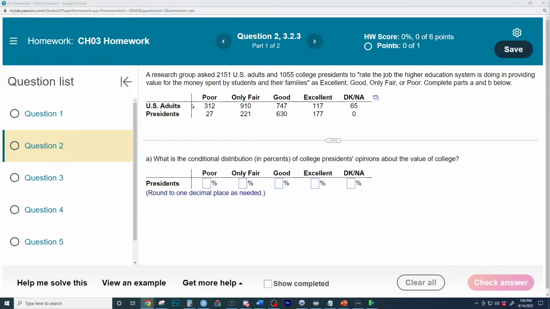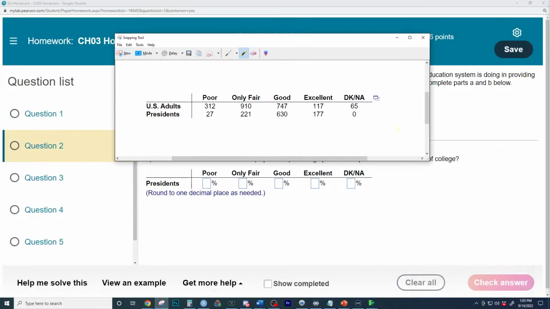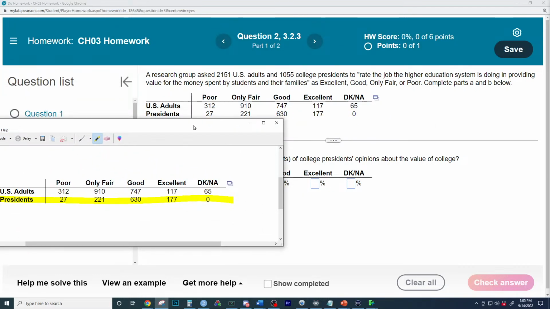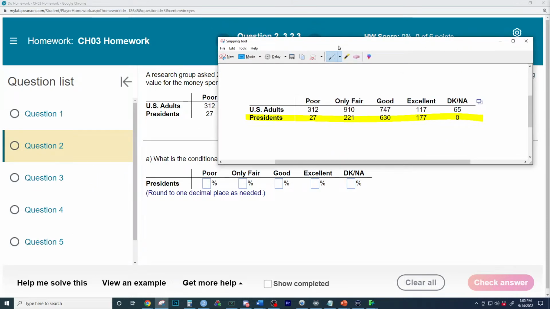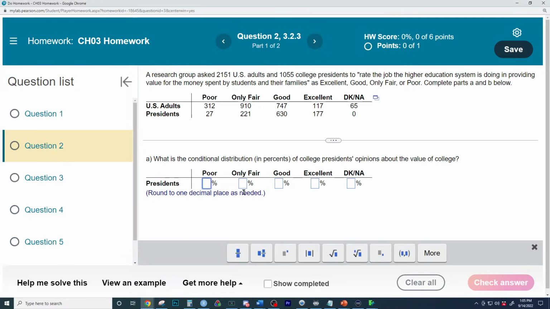The first part's the easy part. It wants just the conditional distribution. The conditional distribution is going to be for only US presidents. So we need to go right here and take their values and divide by US presidents, which is 1055. So every one of these values is going to be divided by 1055. Let's take 27 divided by 1055, and then times 100 and round to one decimal.